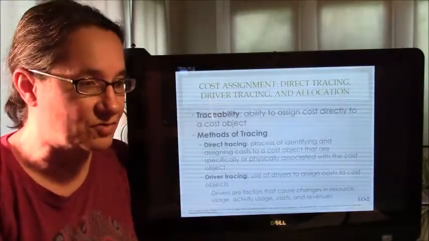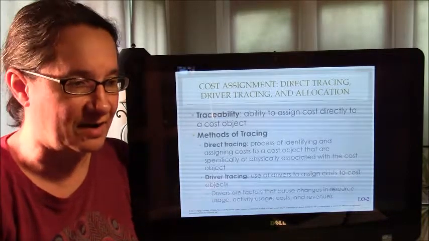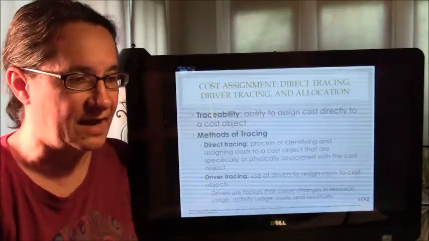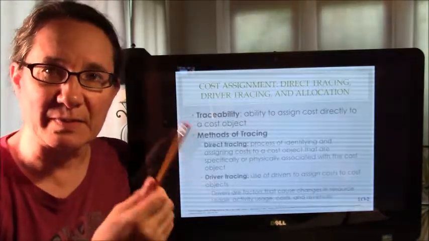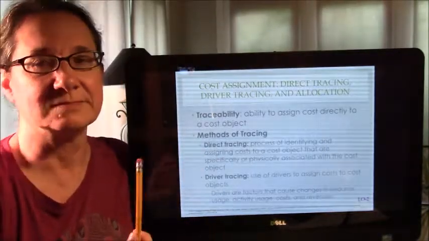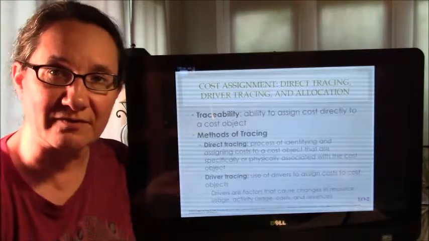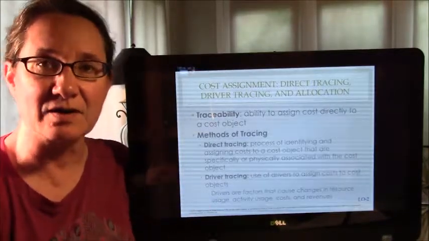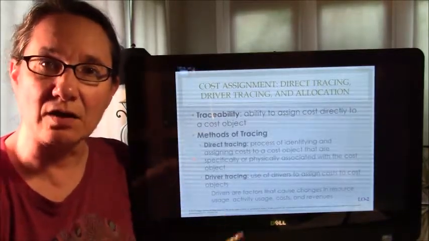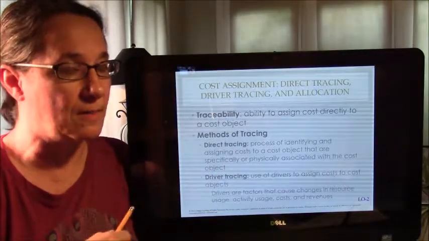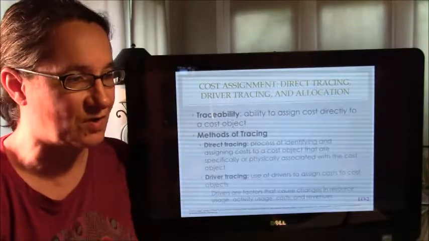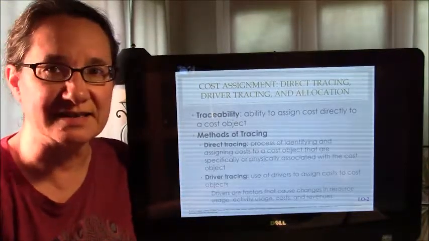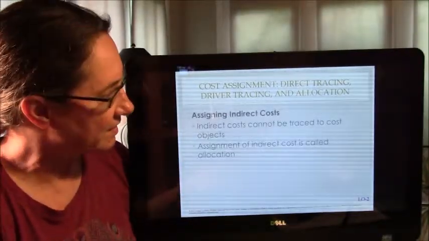Driver tracing uses something called a driver. A driver is a factor, and it could be things like how much usage. Like I know if I run the pencil making machine for an hour, it uses a certain amount of electricity and a certain amount of labor, right? So I could say per hour usage is a driver. All right. So we'll do some driver tracing. It could be any kind of activity, and we'll look at that.